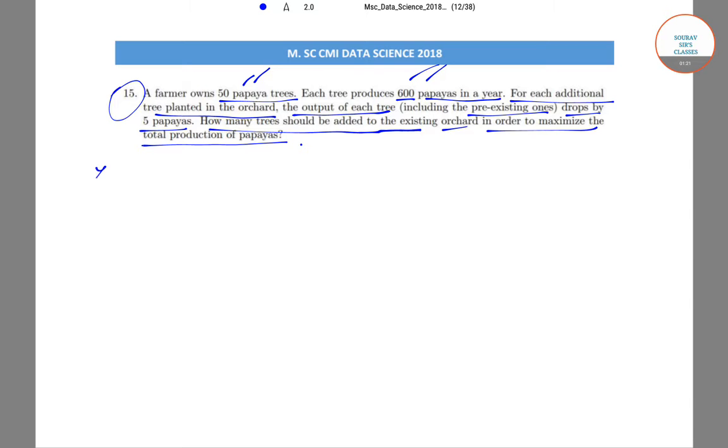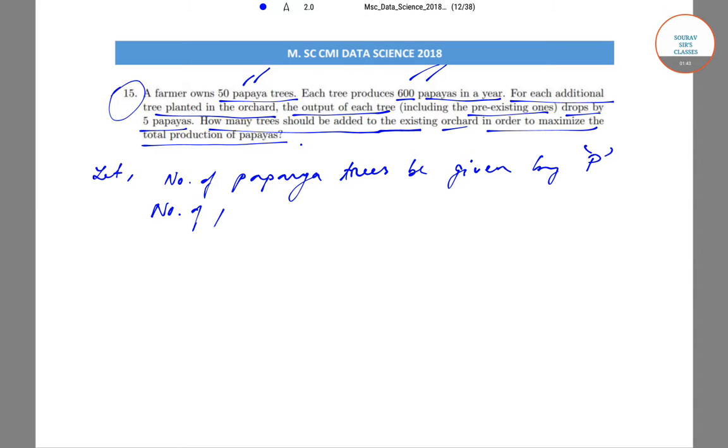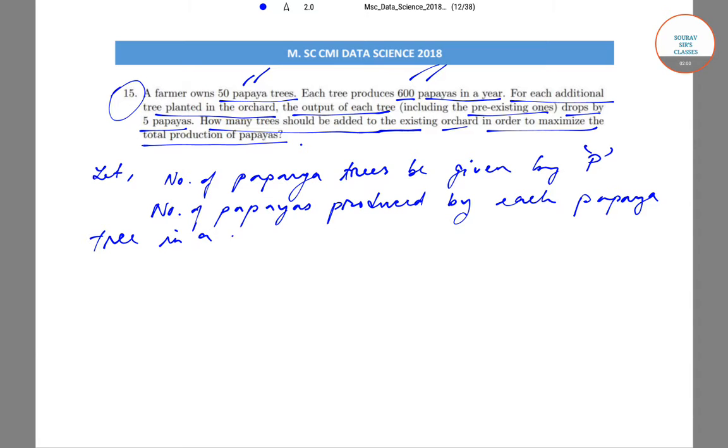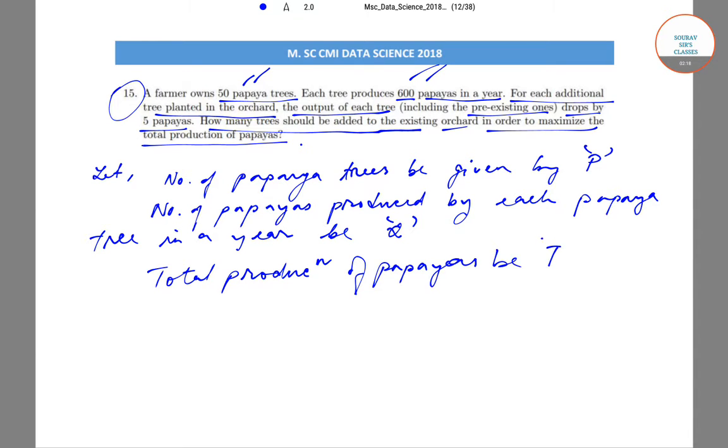So what we'll try to do over here is let the number of papaya trees be given by capital P, okay, and the number of papayas produced by each papaya tree in a year be capital Q, okay, and the total production of papayas be given by capital T. So we can say that capital T will be equal to P into Q.